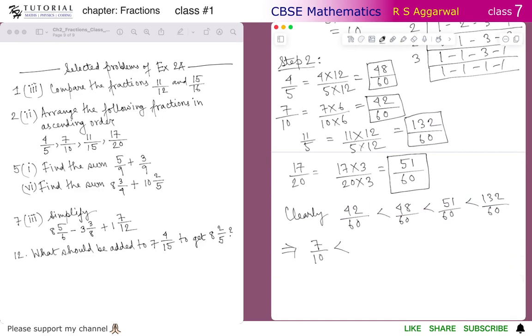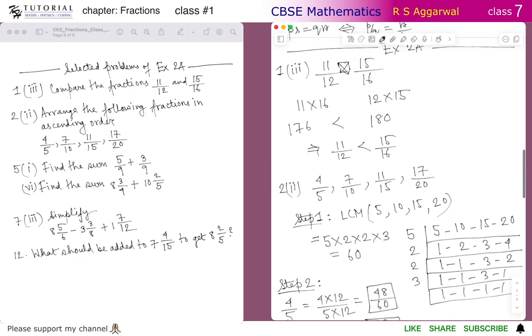is less than 48 by 60 was 4 by 5, less than 51 by 60 was 17 by 20 and less than 11 by 5. So this is the ascending order of the given fractions.